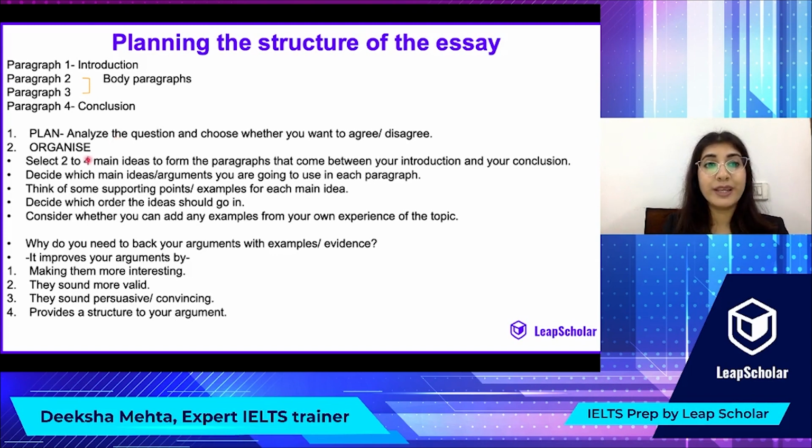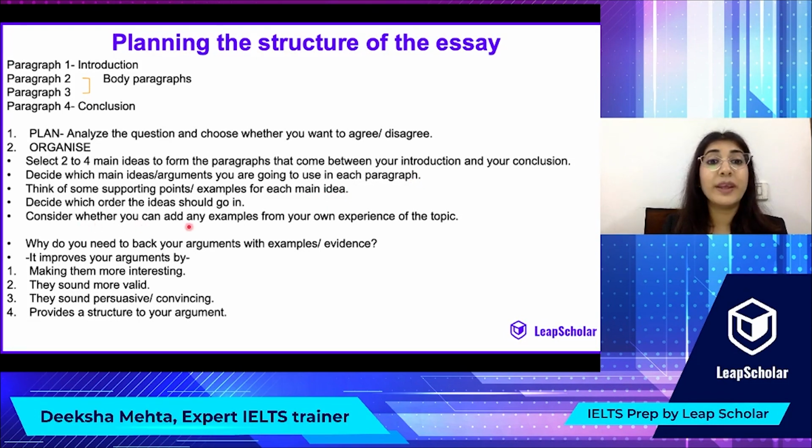Second thing that you do is you organize. So you select the main ideas which would form your body paragraphs, which would come between your introduction and your conclusion. And you decide which of these main ideas or arguments you are going to use in each paragraph. So you might come up with 5 ideas or 5 counter arguments. So you select 2 or 3 best ideas that you have supporting ideas for. So these ideas, you decide which idea goes in which paragraph.